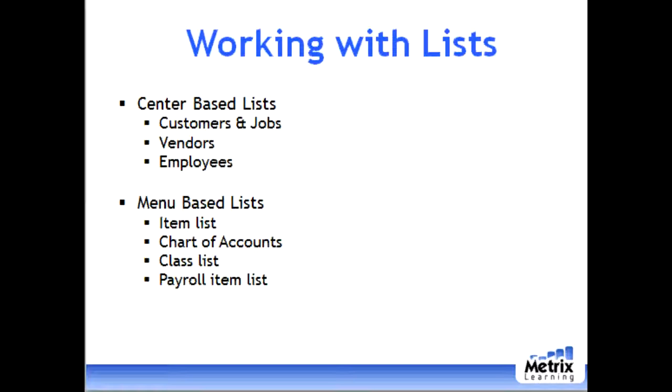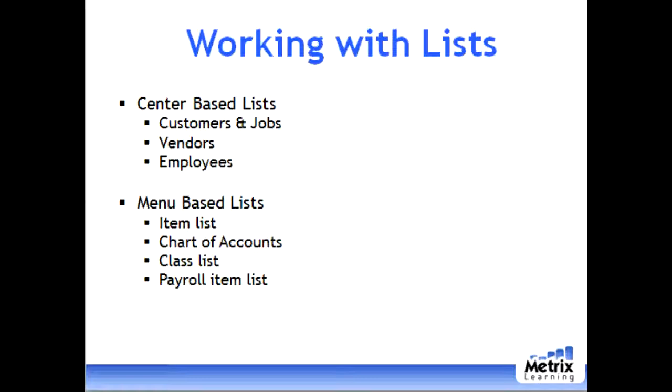There is also an Other Names list, accessible from the Lists menu. This list stores the names of companies and individuals that do not appear on these three lists. It's important that you know what these lists are and what accounts they relate to. Menu-based lists include the Item List, Chart of Accounts, Class List, and Payroll Item List. They are available via the Lists menu. You can also open the Item List and Chart of Accounts from the home page. You'll want to know these accounts and the functions they are associated with.